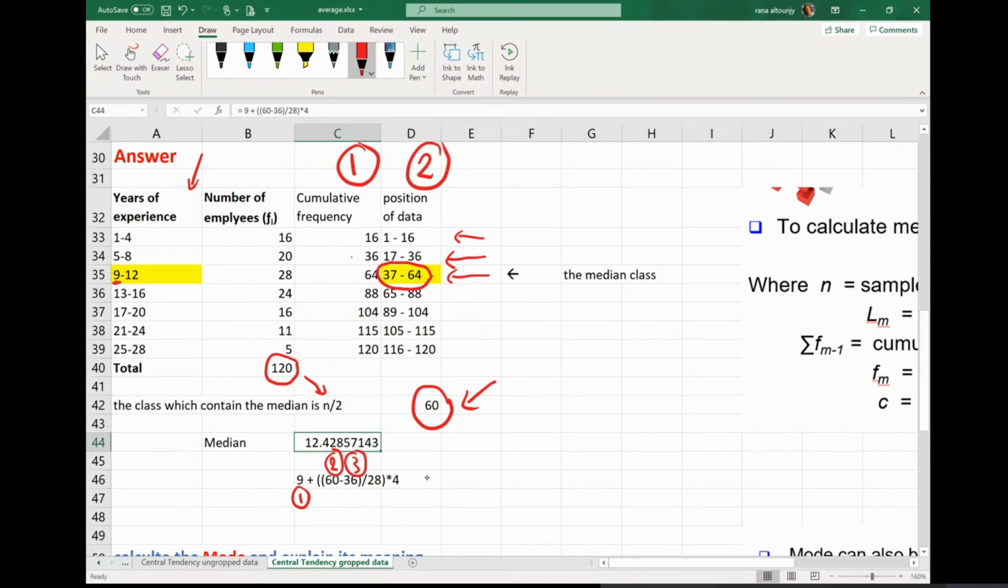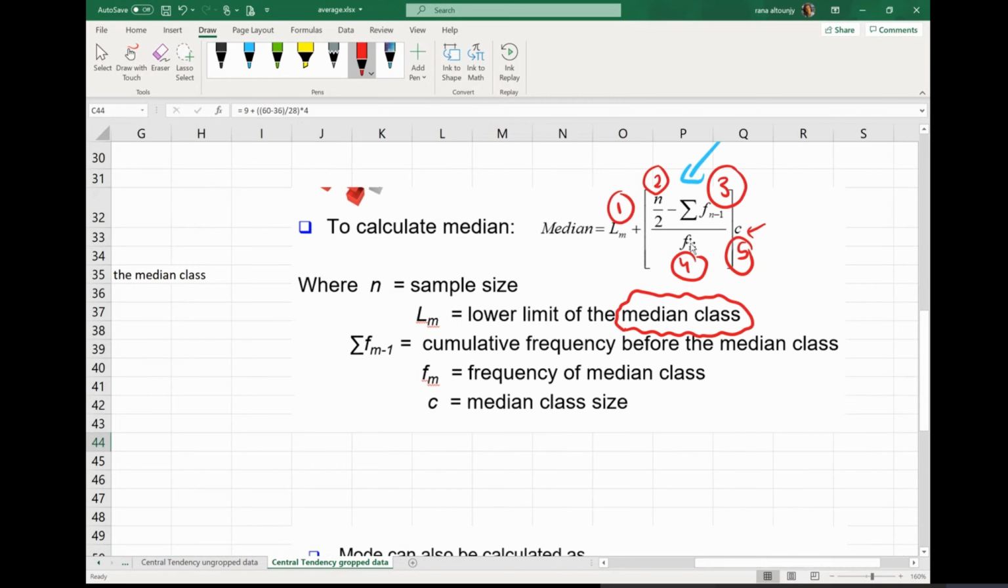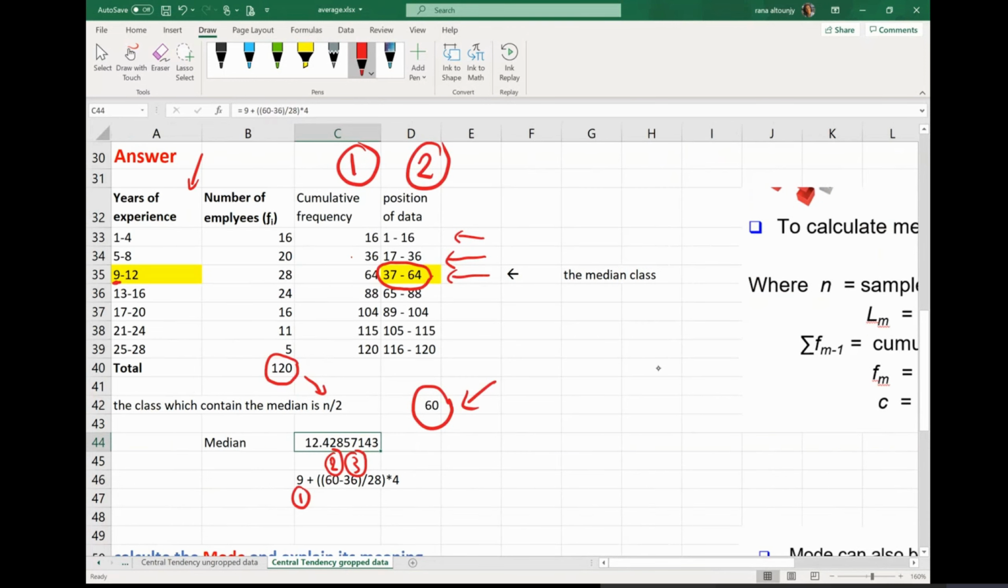We need to divide it by f_m. f_m is the frequency. Just be careful. The previous one is a cumulative frequency. This one is the frequency of the median class, which is this one. Then we need to multiply it by C. What is C? Median class size. What is the size of this class? It is 9 to 12, which is 4. So this is information number 4.